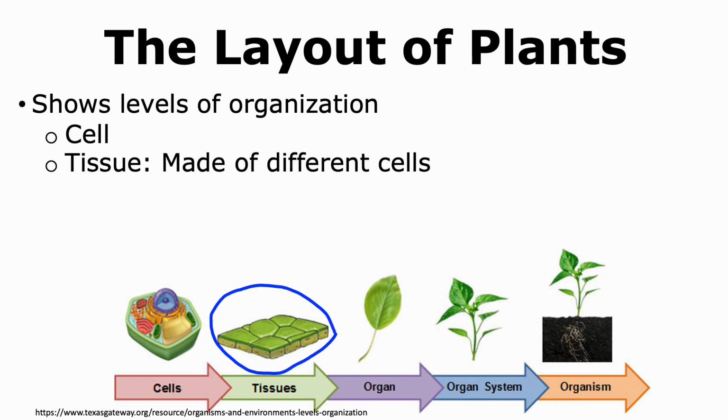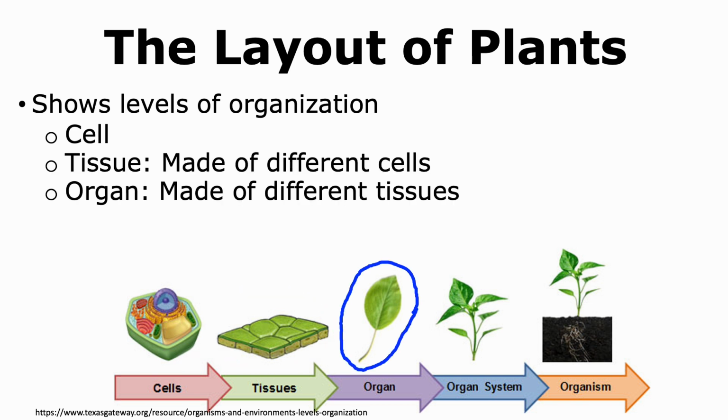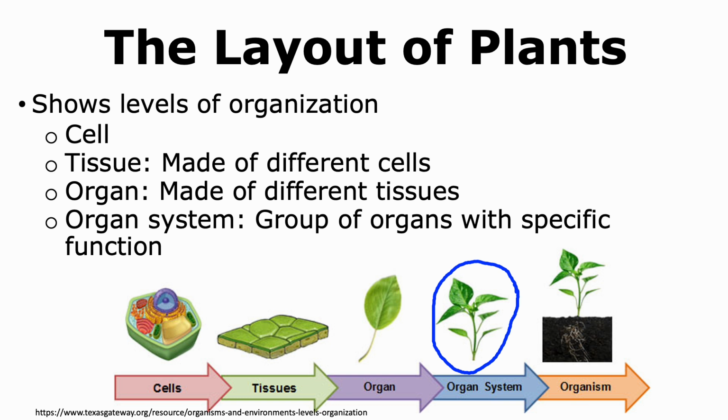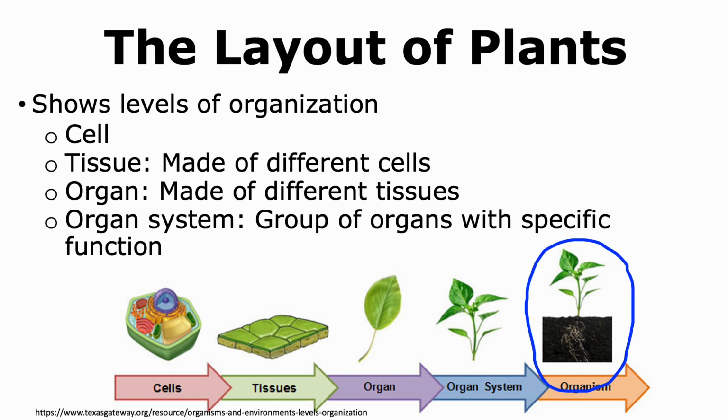The tissues then come together to give rise to organs like leaves or roots. Different organs come together to form an organ system, like the shoot system or the root system. And finally, the organ systems work together to form the organism, which is the plant.